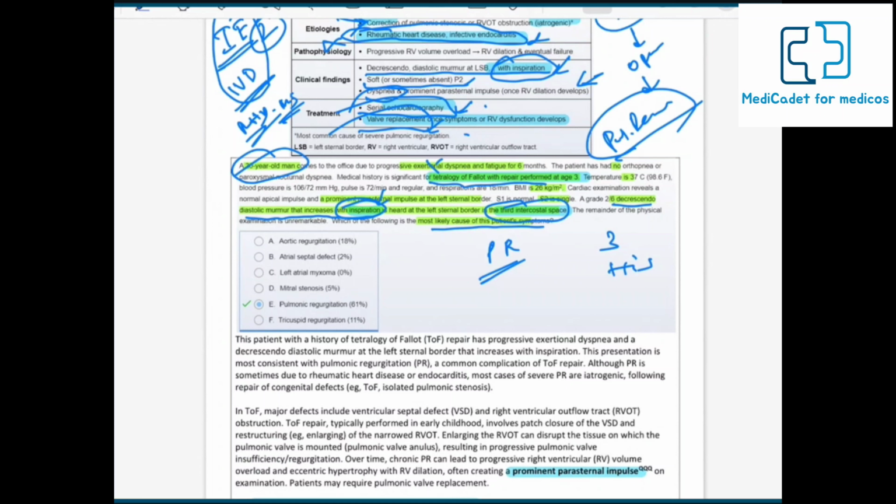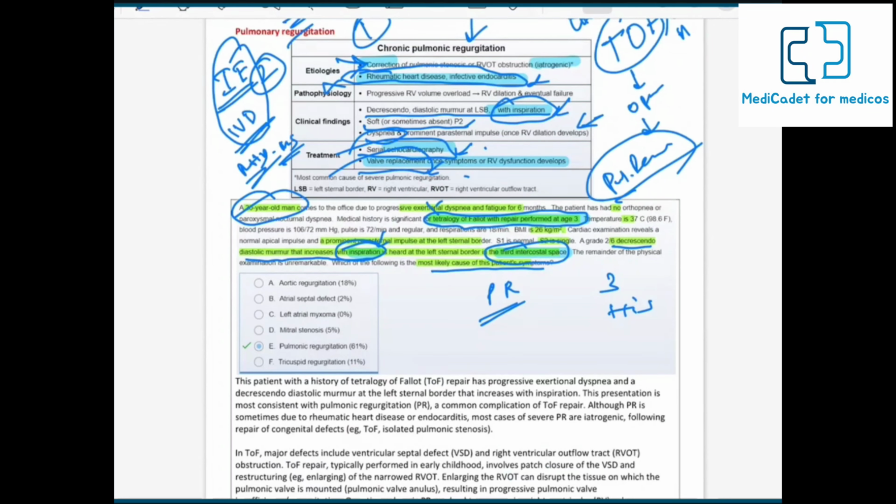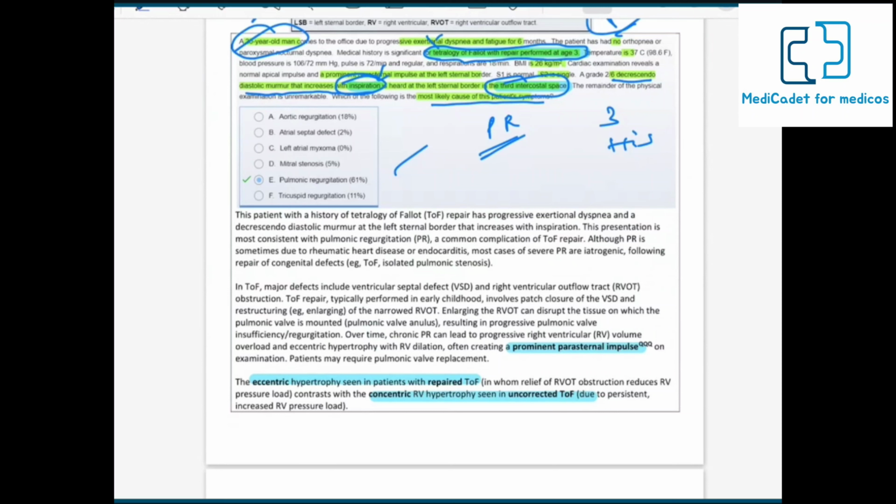And I told you the third clue will be history, right? So look at the history. They said there's TOF which was operated on at the age of 3, which is the most common cause of the pulmonary regurgitation murmur. So the third clue is also done. We have two strong clues, so it is pulmonary regurgitation, straightforward.